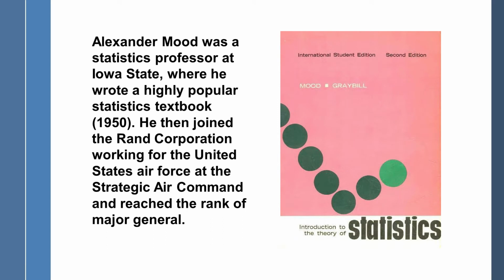Alexander Mood, for whom the test is named, was a stats professor at Iowa State in the mid-20th century. While he was a professor there, he wrote a highly popular statistics textbook, first edition in 1950. Here's a cover of the second edition. It went into at least the third edition, probably more, I'm not sure. He joined the RAND Corporation and worked for the United States Air Force at Strategic Air Command, analyzing data, and reached the rank of Major General. Kind of an interesting career path.